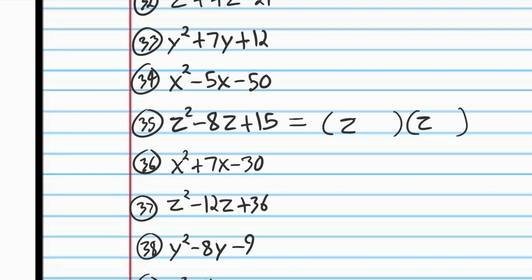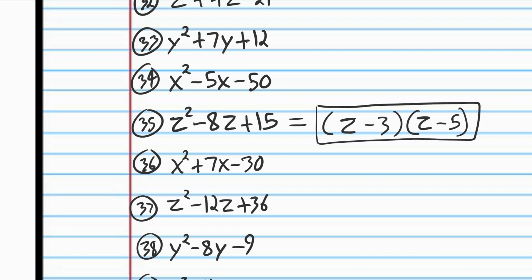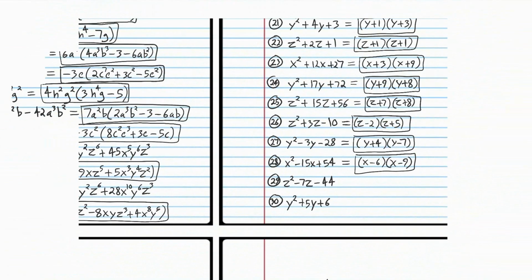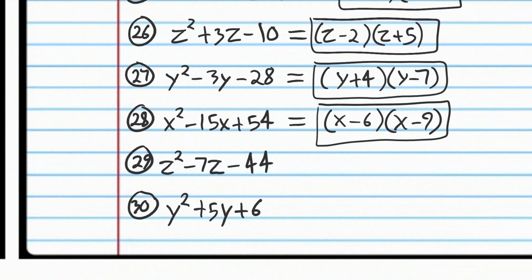So I know 3 times 5 works. So put your negatives, and then negative 3 plus negative 5 is negative 8, so that works. So if you got that answer, good job. So that's how that type of problem works. But here we have a problem where we're going back to negatives, so I think you get the point. It's all the same principle.